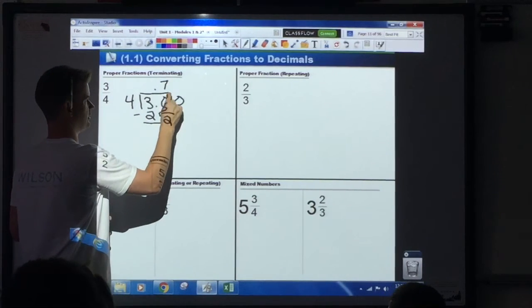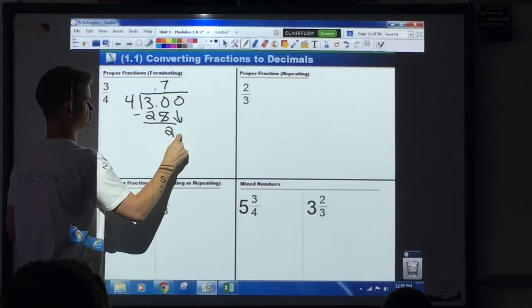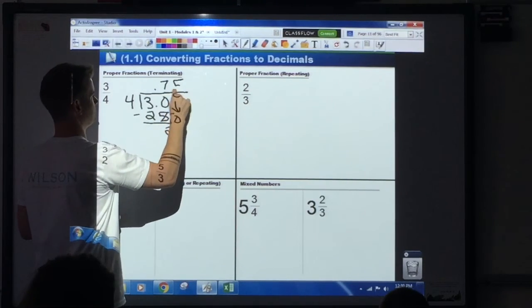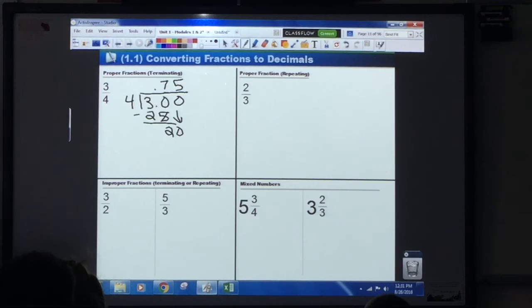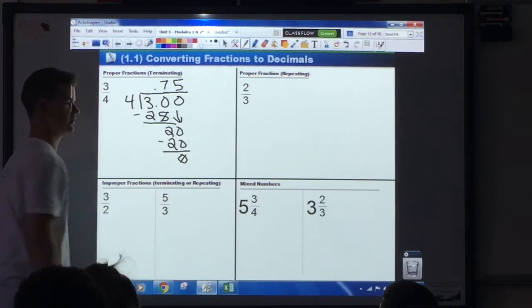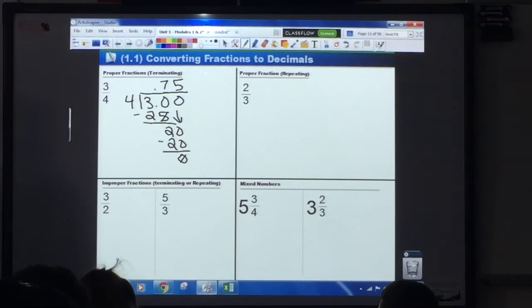Can 4 go into 2? No. So we drop a 0, extend that out, we bring the 0 down. That's 20. How many times does 4 go into 20? 5. And that's how you do it. 0.75. And it stops there because 5 times 4 is 20. We subtract, we get 0. When you hit the 0, you've stopped.